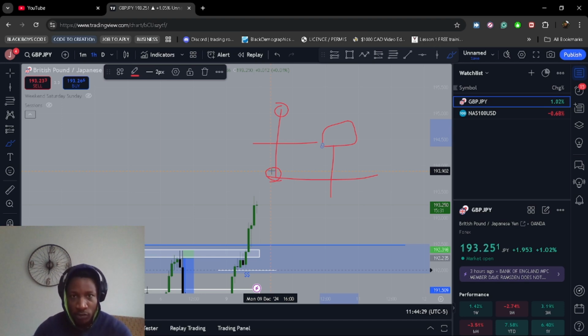Guys, this is very simple. Price gives you a doji candle, takes out the low of the doji candle, then gives you a shooting star. Now, price can do whatever in between, but those two conditions have to be met before you even take your trade, right?